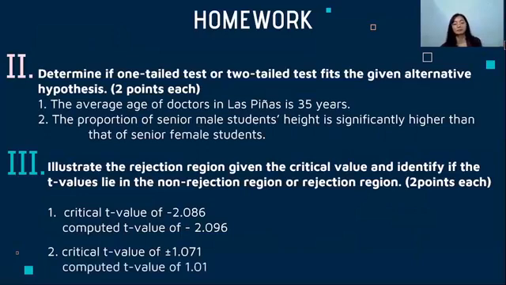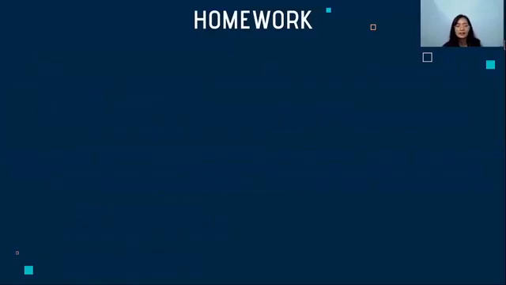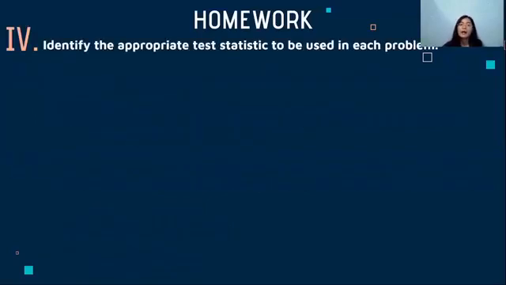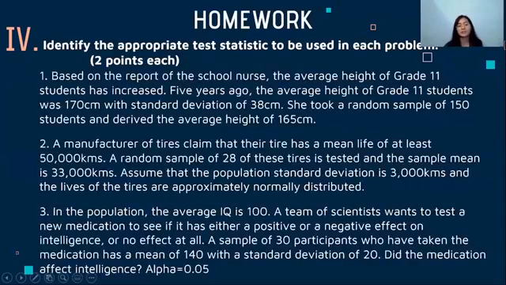That's for the second slide. I guess that you're done capturing this slide. So let's proceed to the last slide, which is the fourth. Identify the appropriate test statistic to be used in each problem. It is 2 points each with 3 items. All right, so I guess that you already captured a screenshot of this slide.